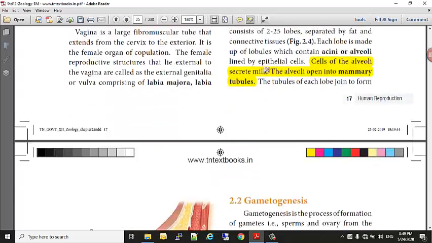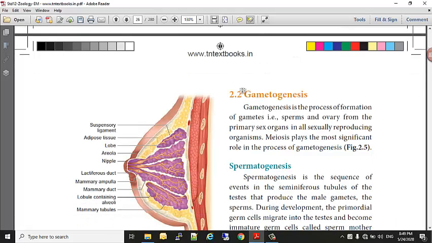Next class we are going to continue with gametogenesis. Gametogenesis means formation of gametes. So we have seen the primary sex organs. How the gamete is formed from the primary sex organ will be discussed in the next class.